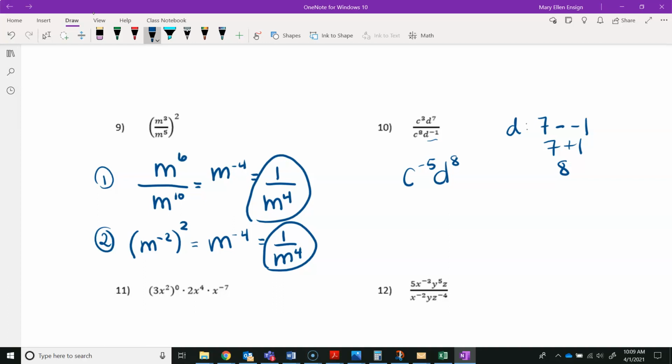So now I want to do my decisions of what I keep there, what stays and what moves. So d to the 8th will stay, c to the 5th will move down to the bottom.